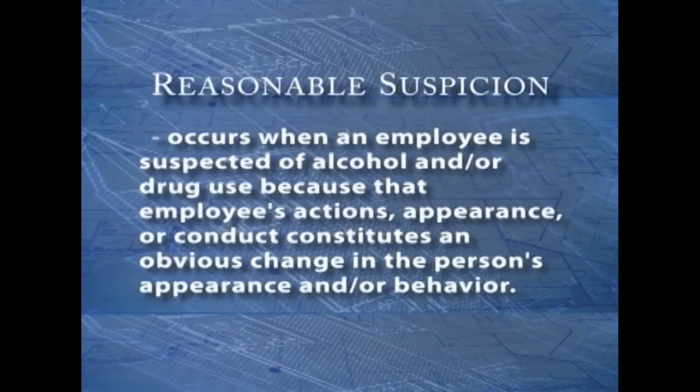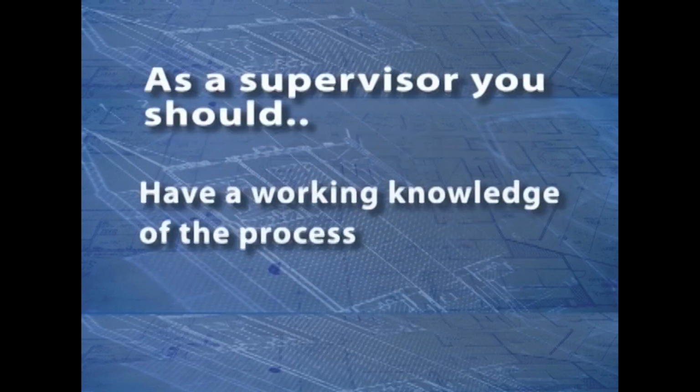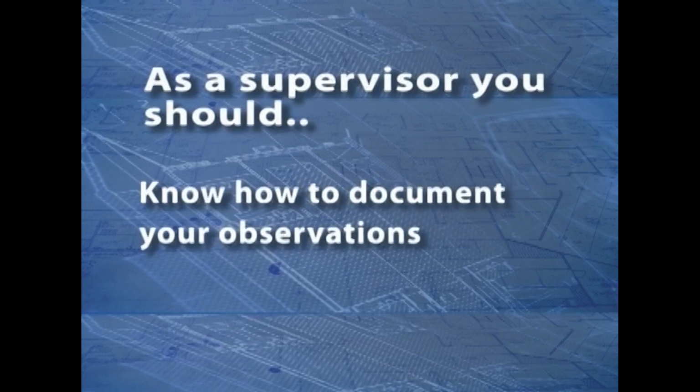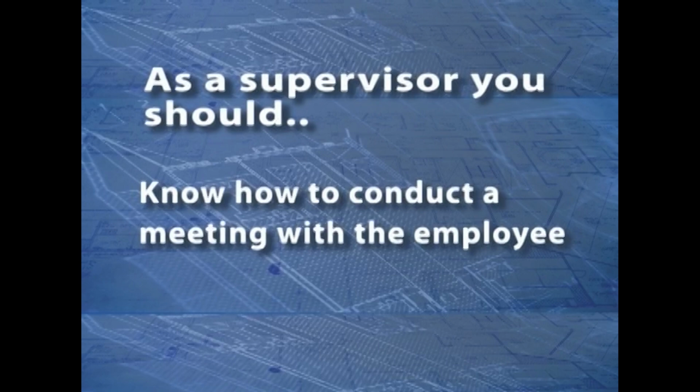What is reasonable suspicion? Simply put, reasonable suspicion occurs when an employee is suspected of alcohol and/or drug use because that employee's actions, appearance, or conduct constitutes an obvious change in the person's appearance and/or behavior. As a supervisor, you should have a working knowledge of this process. You should be able to identify the signs and symptoms of employee drug and alcohol abuse. You should know how to document what you observed, and you should know how to responsibly manage the difficult challenge of meeting with the employee in question.